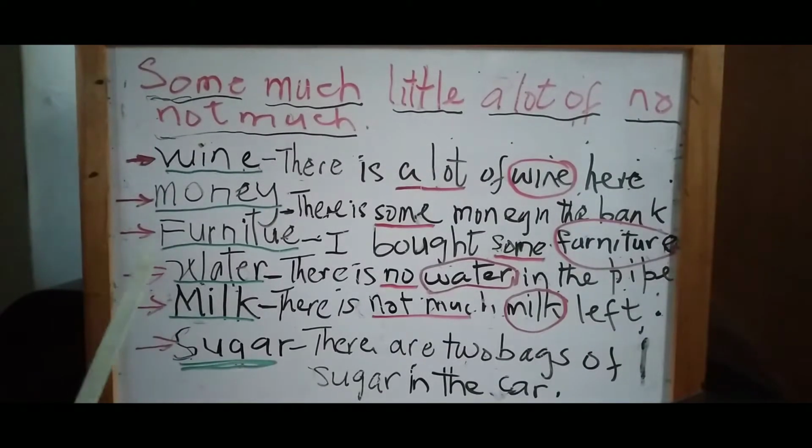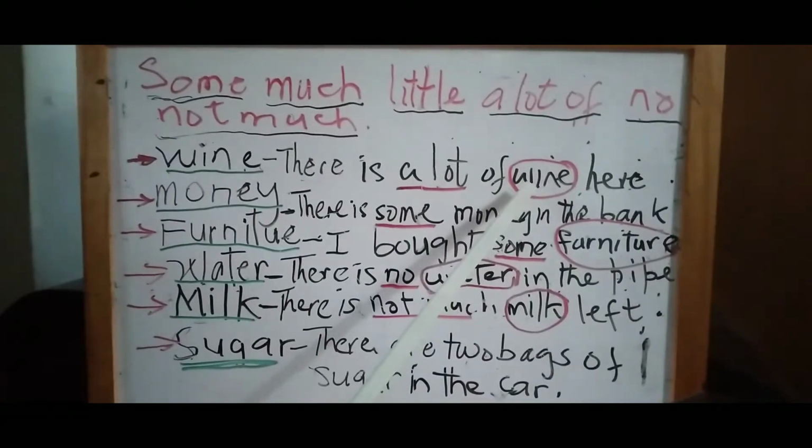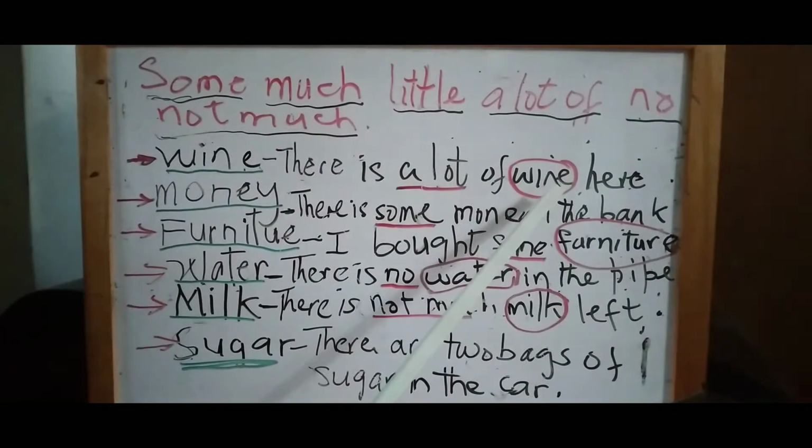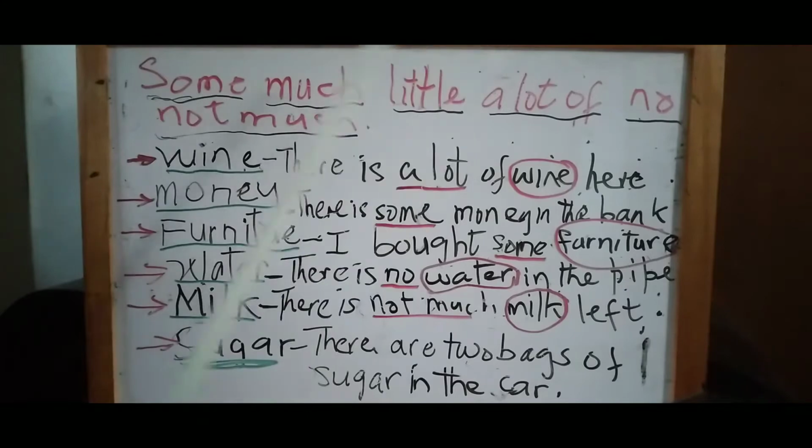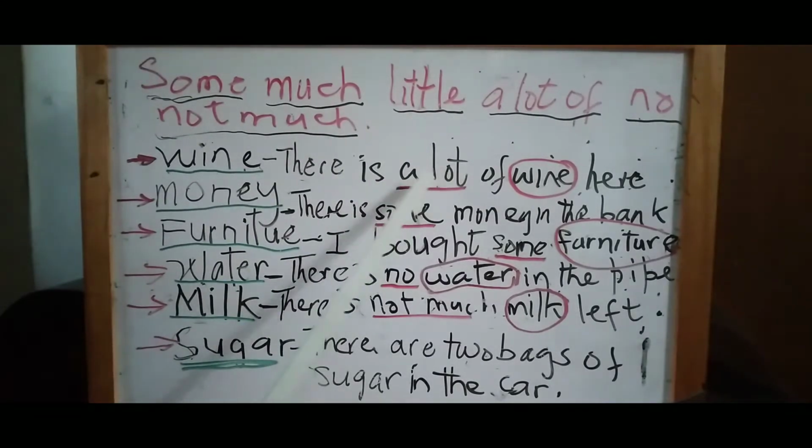Now, here we have wine. Notice I circled it. That's the uncountable noun. And the words that we use to express the amount or the quantity is a lot. Okay? And if you notice here, I have is.